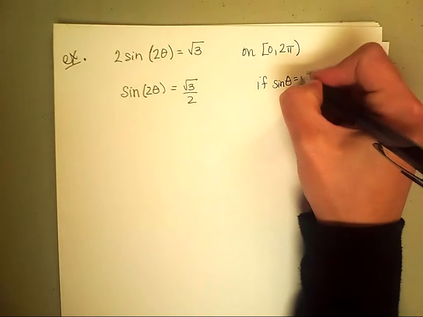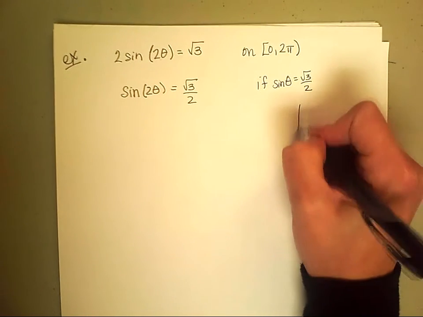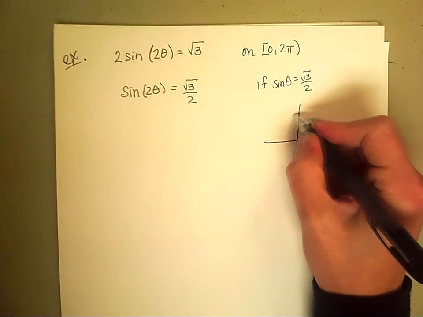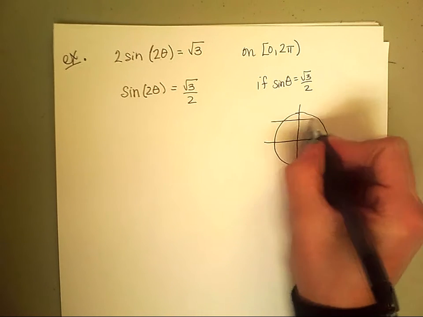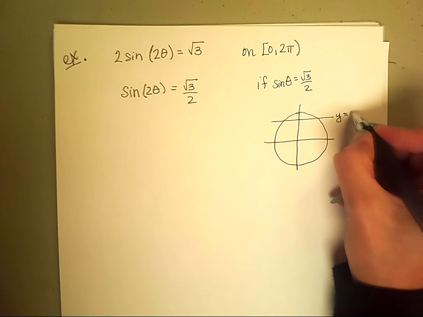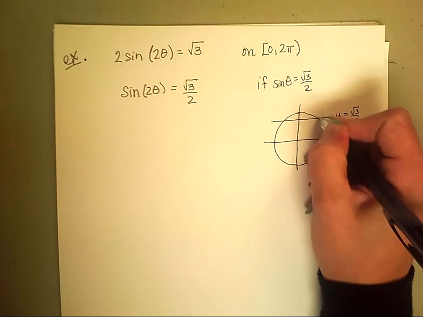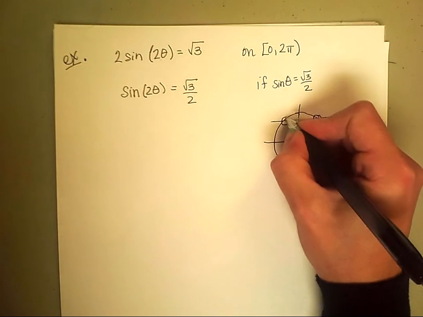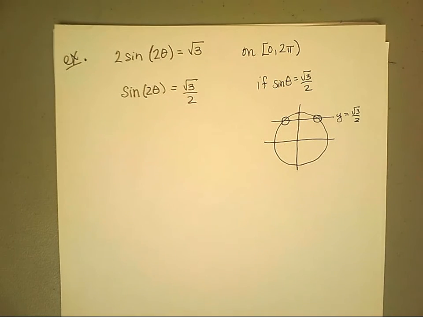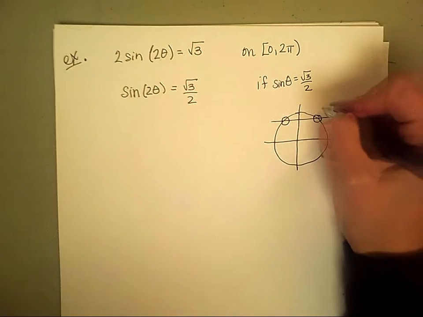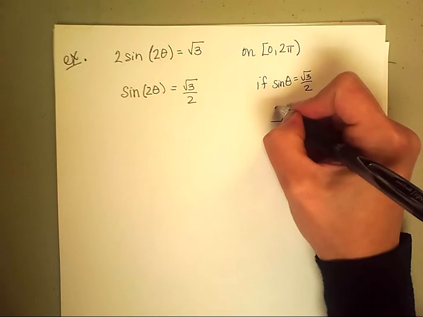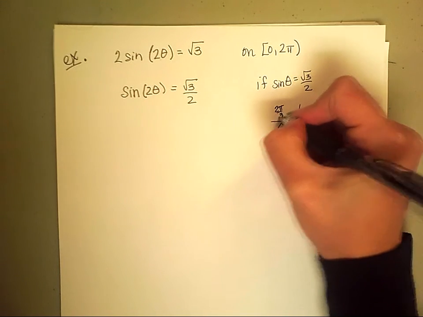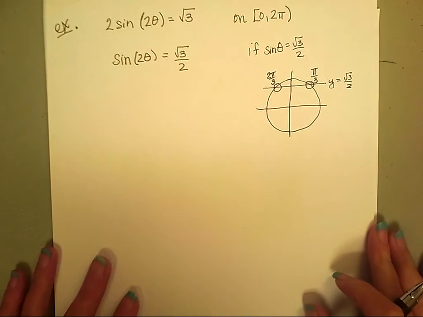Now let's use our same trick. Whereas the sine of theta is equal to square root of 3 over 2, this is when the y value is equal to square root of 3 over 2. It happens at 2 places, once here and once here. And we know this angle to be pi over 3, and this one to be 2 pi over 3.